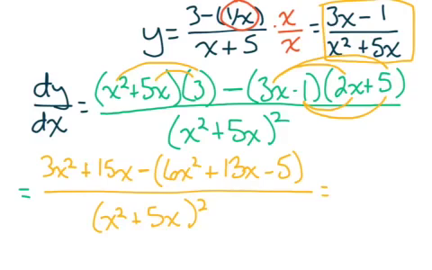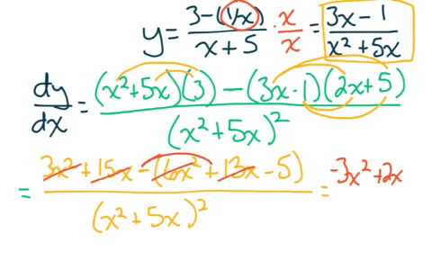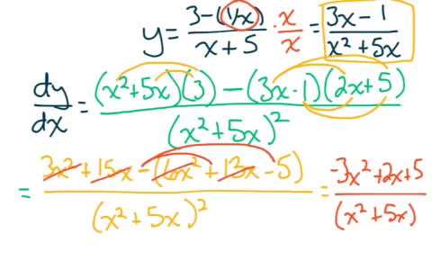And finally, I just combine any like terms. 3x squared minus 6x squared gives me negative 3x squared. I have 15x minus, notice that minus is going to distribute, 15x minus 13x is going to be 2x. And finally, minus negative 5 is going to give me plus 5. And then this is all still over x squared plus 5x squared. And that's how I'm going to leave that one.